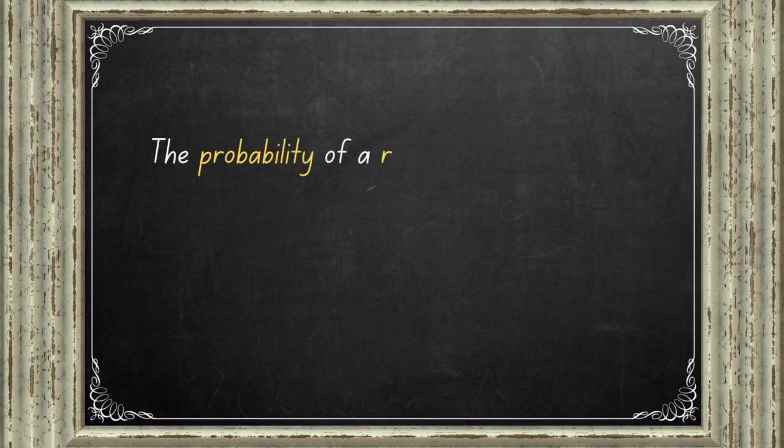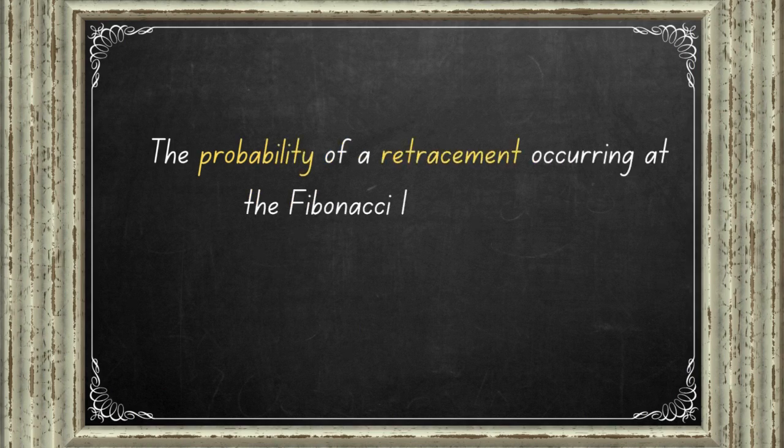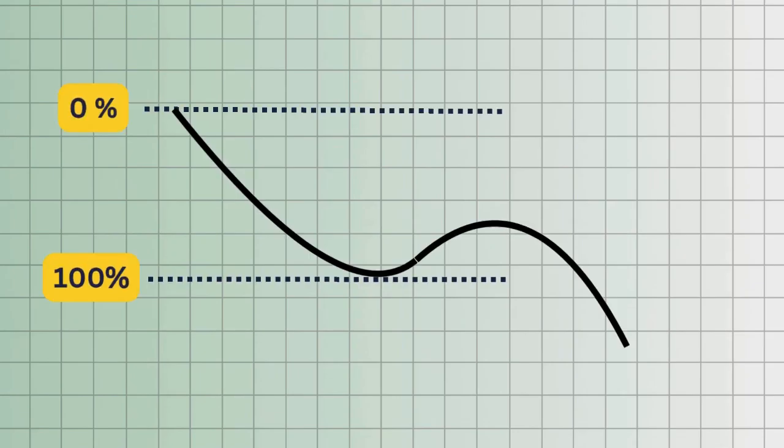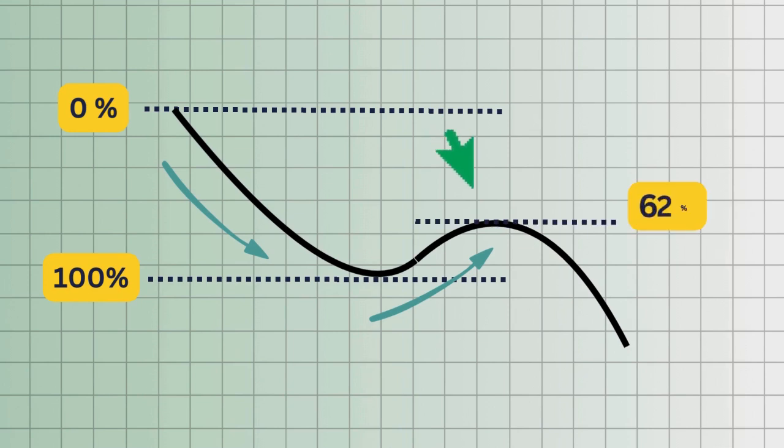The same logic applies to downtrends. If the price is falling and then starts to rise, the probability of a retracement occurring at the Fibonacci levels may be higher. Some traders believe that the probability of a retracement occurring at the Fibonacci levels might be higher. For example, imagine the price drops significantly, then it starts coming back up. You might see it stall and reverse somewhere near the 62% retracement level.